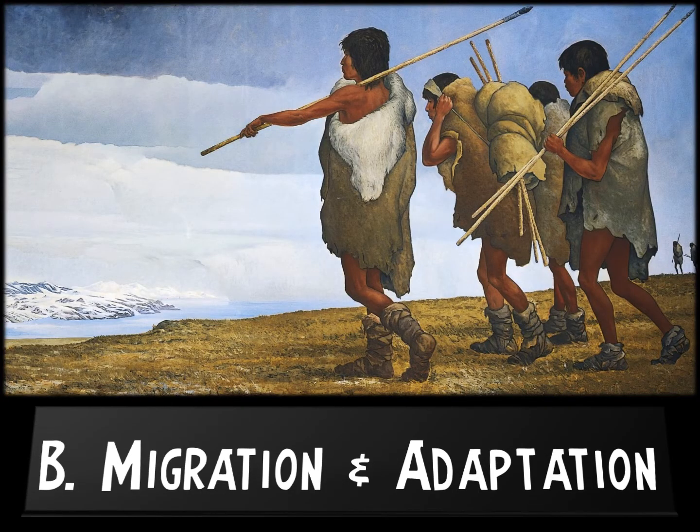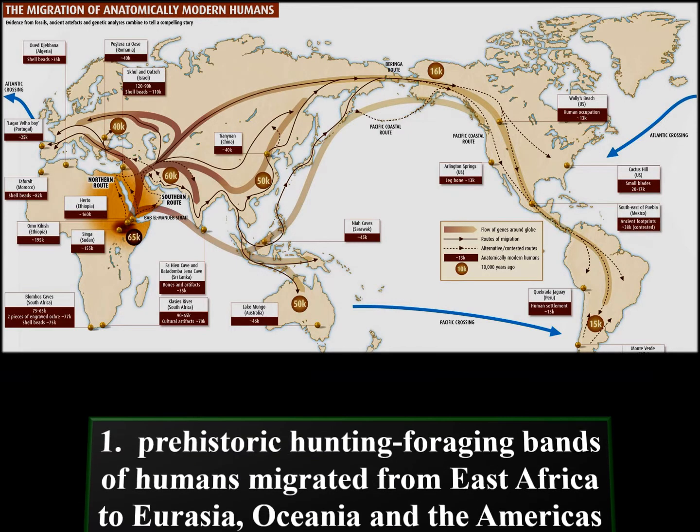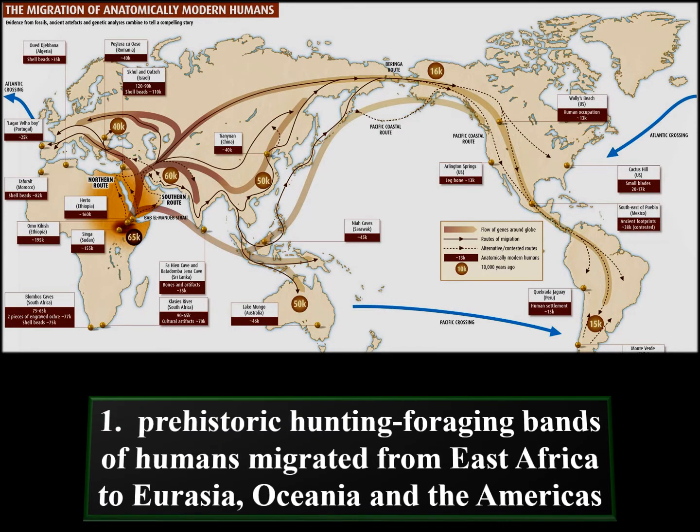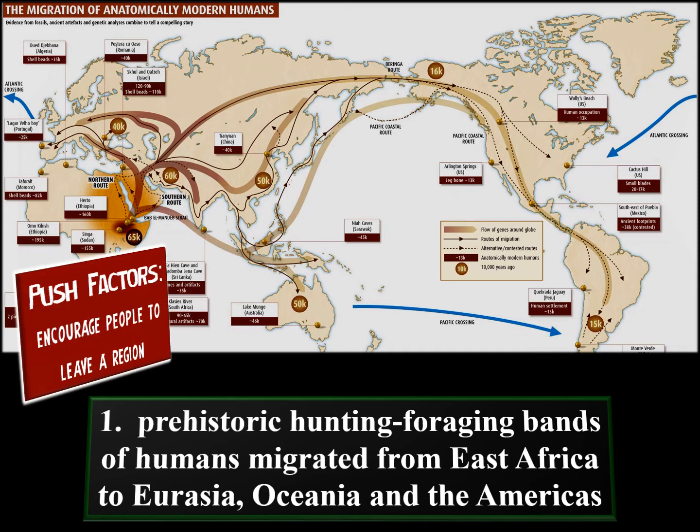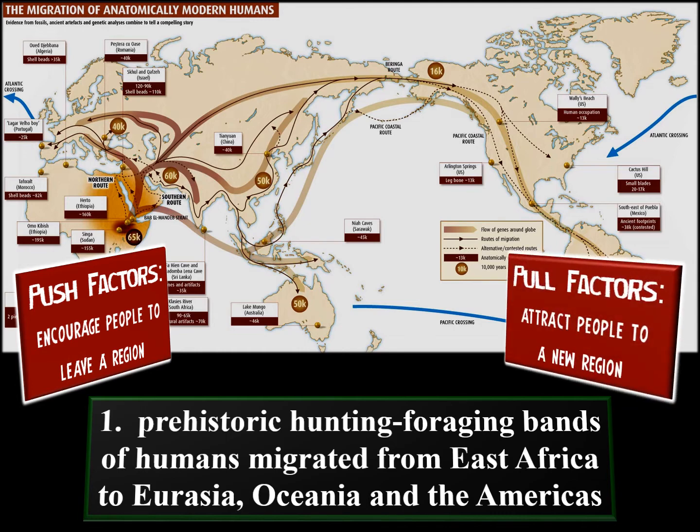Migration and adaptation. Prehistoric hunting-foraging bands, or hunter-gatherer bands of humans, migrated from East Africa to Eurasia, Oceania, and the Americas. We talked about migrations as part of our geography unit, you recall. Push factors encouraged people to leave a region. Pull factors attracted people to a new region.